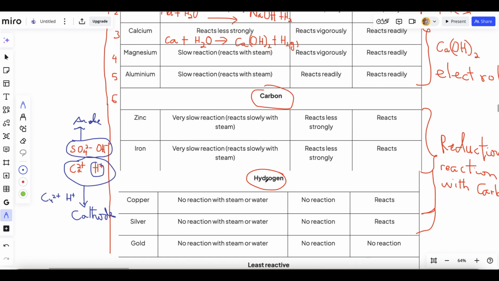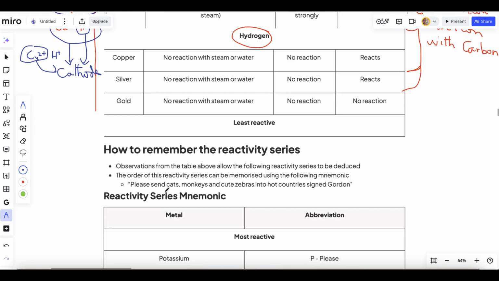So between hydrogen and copper, hydrogen will not migrate to the cathode. It is copper that will migrate to the cathode. Okay, not hydrogen this time around. But between calcium and hydrogen, it is hydrogen that will go. It is the one that is lower that will go. Between hydrogen and silver, it is silver that will go because hydrogen is higher. Is that okay? So this is the basic knowledge we want you to have slowly with regards to this. Now let's move to the next one.